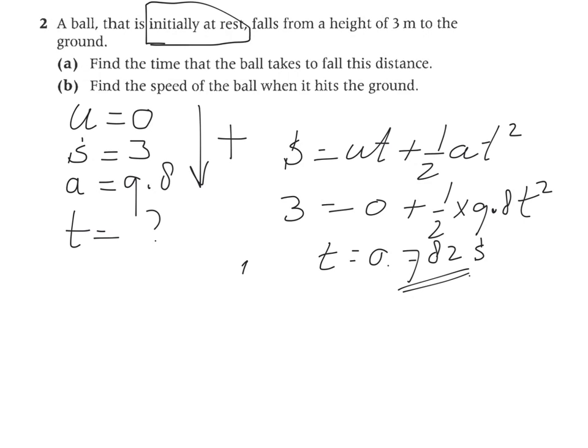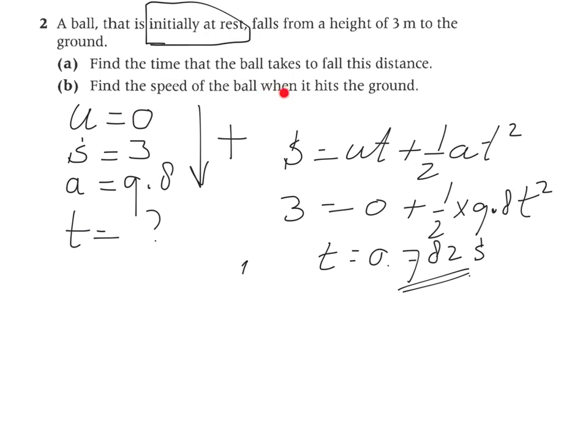Now, if you would have picked upwards to be positive, then the acceleration would be minus 9.8, but also your displacement s would be negative 3, because you're going down. Okay, so those two negatives will mean you also will get a positive answer. You always get the same answer, of course.